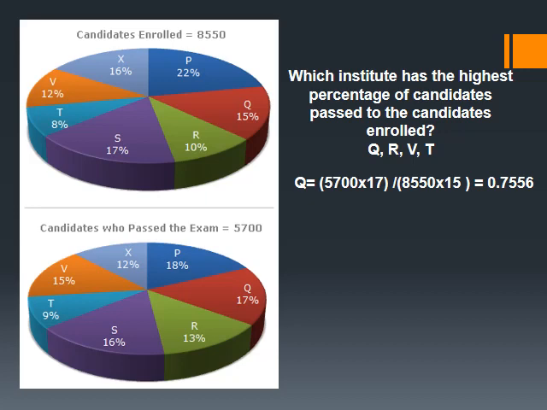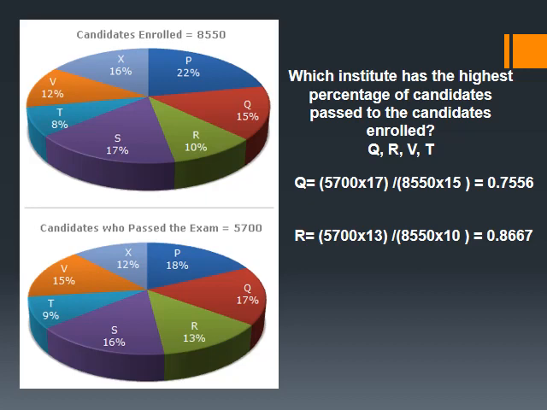So number of students passed out of number of students enrolled. If we multiply this by 100, we get a percentage, that will be 75.56. Or this is a number, this number also can be used because whichever is the highest we have to look at. Now look at R.